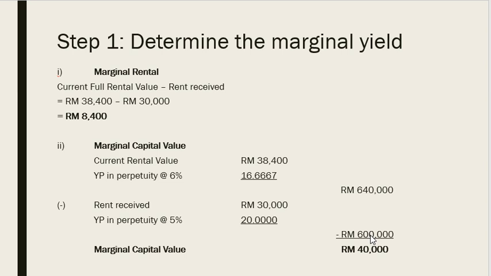Now we are calculating the marginal capital value, the margin, remember? So you don't add these two. Instead, since we are calculating the margin, we need to deduct. So we need to find what's the margin. The margin here would be 40,000 ringgit Malaysia. So we got here the marginal rent, and here we got the marginal capital value. Then we can determine the marginal yield.